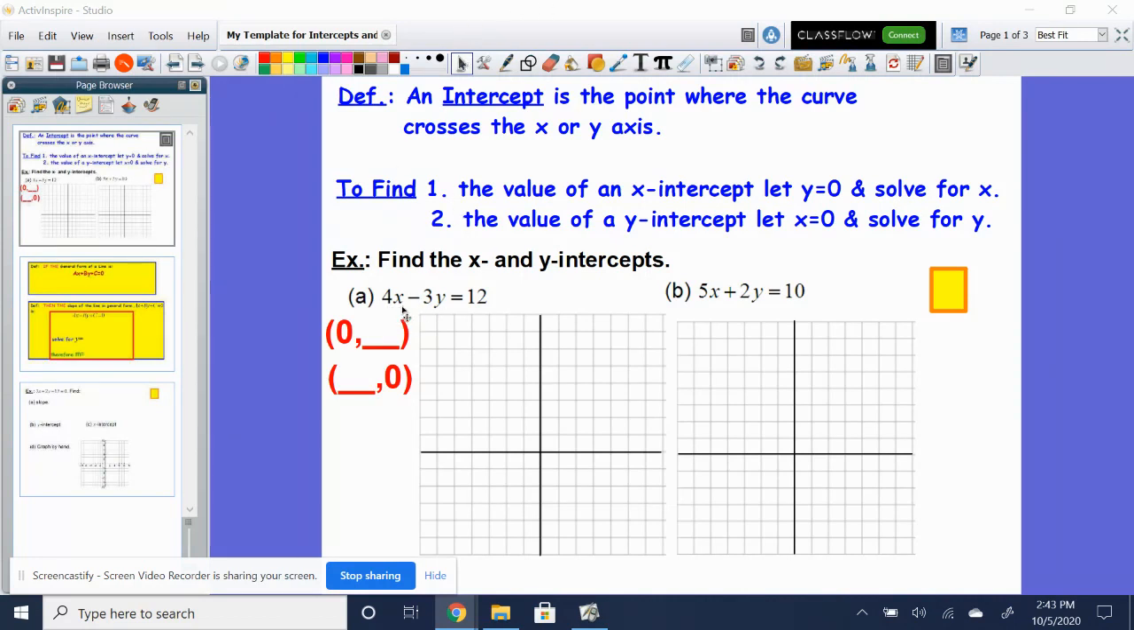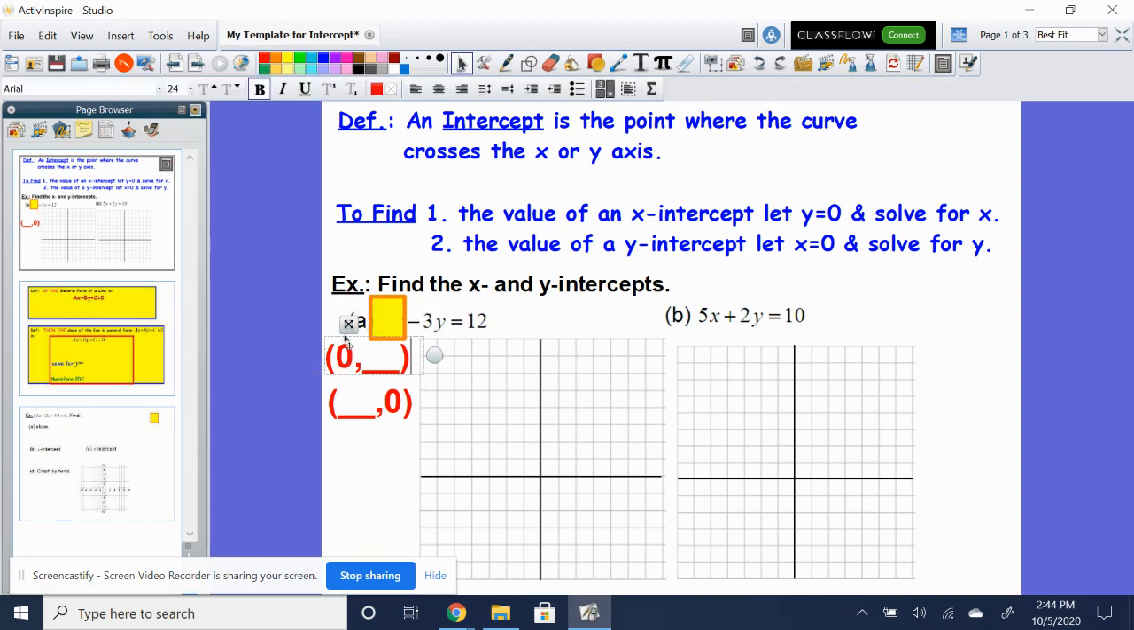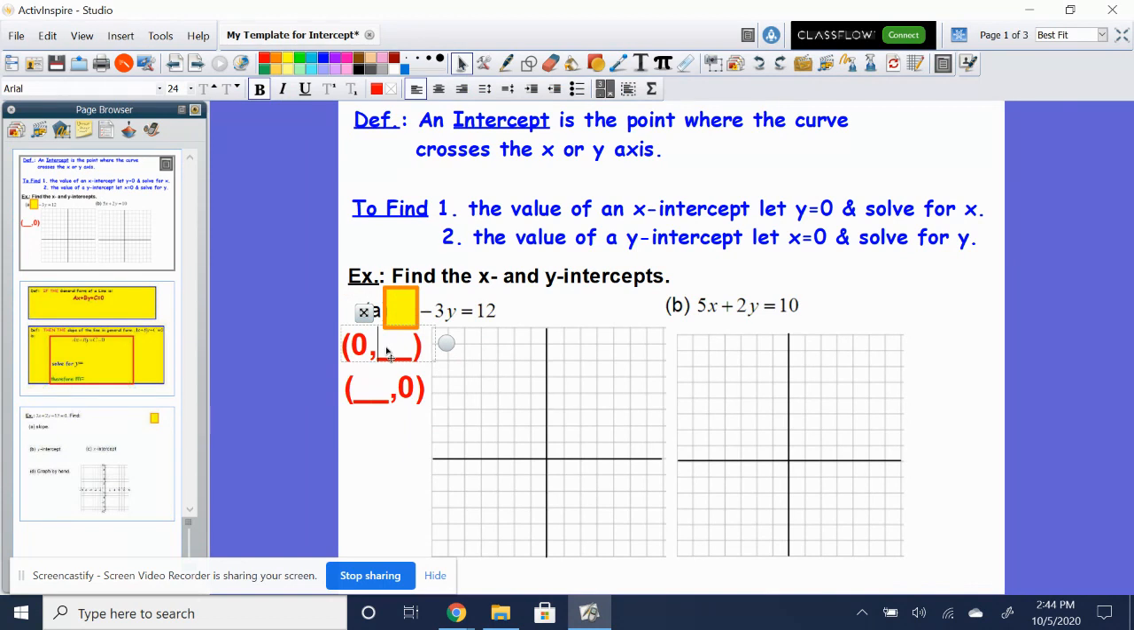We have 4x minus 3y equals 12. So if we want to find the y-intercept, it is the value of y when x is 0. So I cover up the x part, and all that's left is -3y equals 12. Now if I solve that mini equation, I divide both sides by -3, and 12 divided by -3 is -4. So -4 would be my y-intercept.